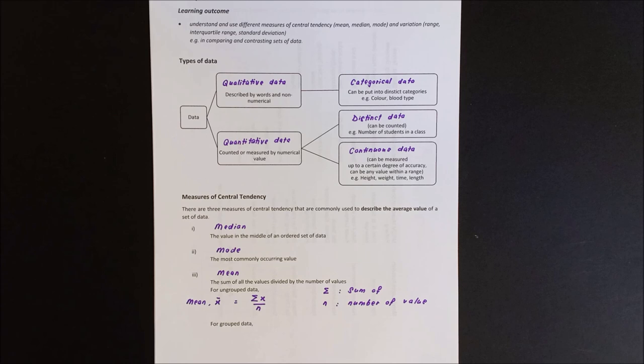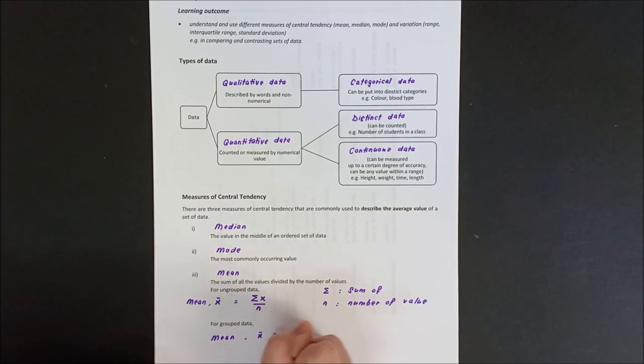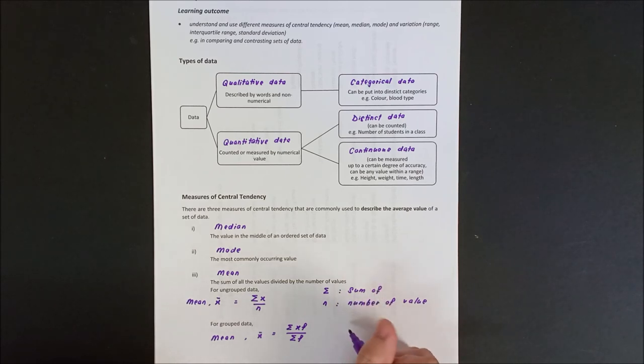Okay, second one is for grouped data. Grouped data is something where you put everything in an organized way, normally in a table. In that case, you already count how many 1s you have, how many 2s you have, and so on. For this type of grouped data, the formula for mean equals sum of x times f divide by sum of f. The same thing, the sigma here means sum of. And what is f? x is basically your data, and f is your frequency, like how many times this data actually occurs in the data itself. Don't worry, later we are going to look at some examples of how to use this.